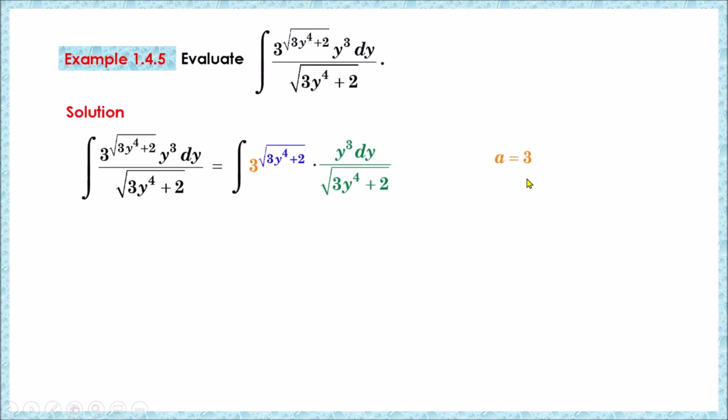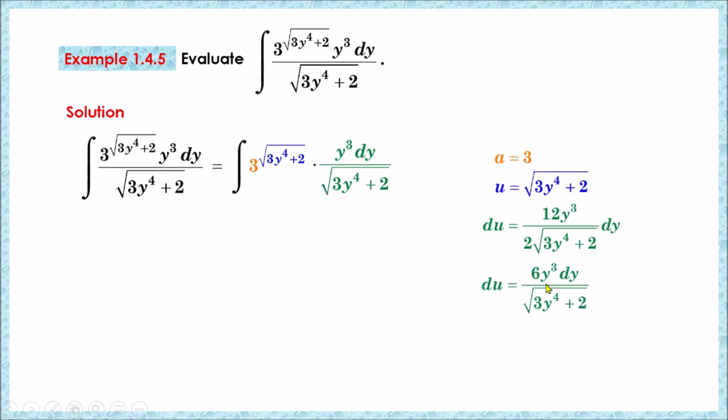Here, a is equal to 3, u is equal to square root of 3y to the fourth plus 2. Let's check if y cubed dy over square root of 3y to the fourth plus 2 is its differential. Taking the differential of u, we have derivative of 3y to the fourth plus 2, that is 12y cubed, over 2 square root of 3y to the fourth plus 2 multiplied by dy. Simplifying, we get 6y cubed dy over square root of 3y to the fourth plus 2.